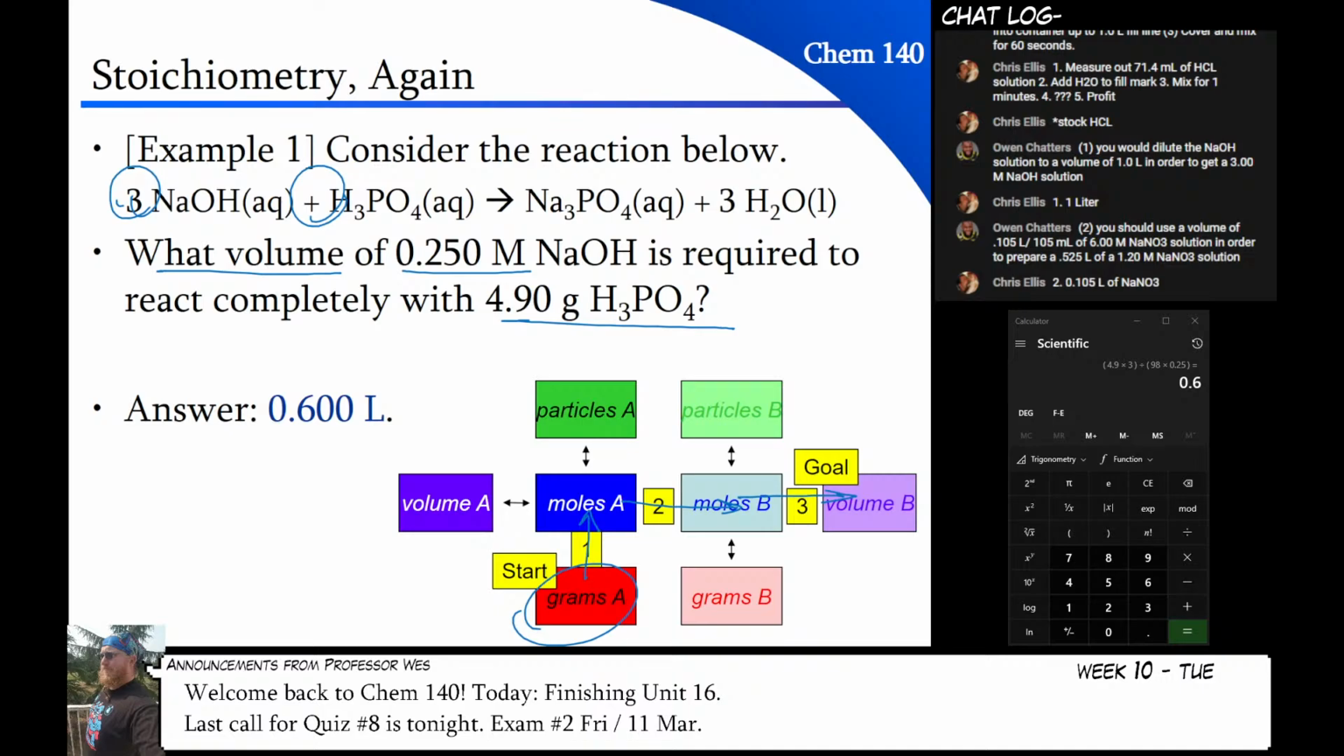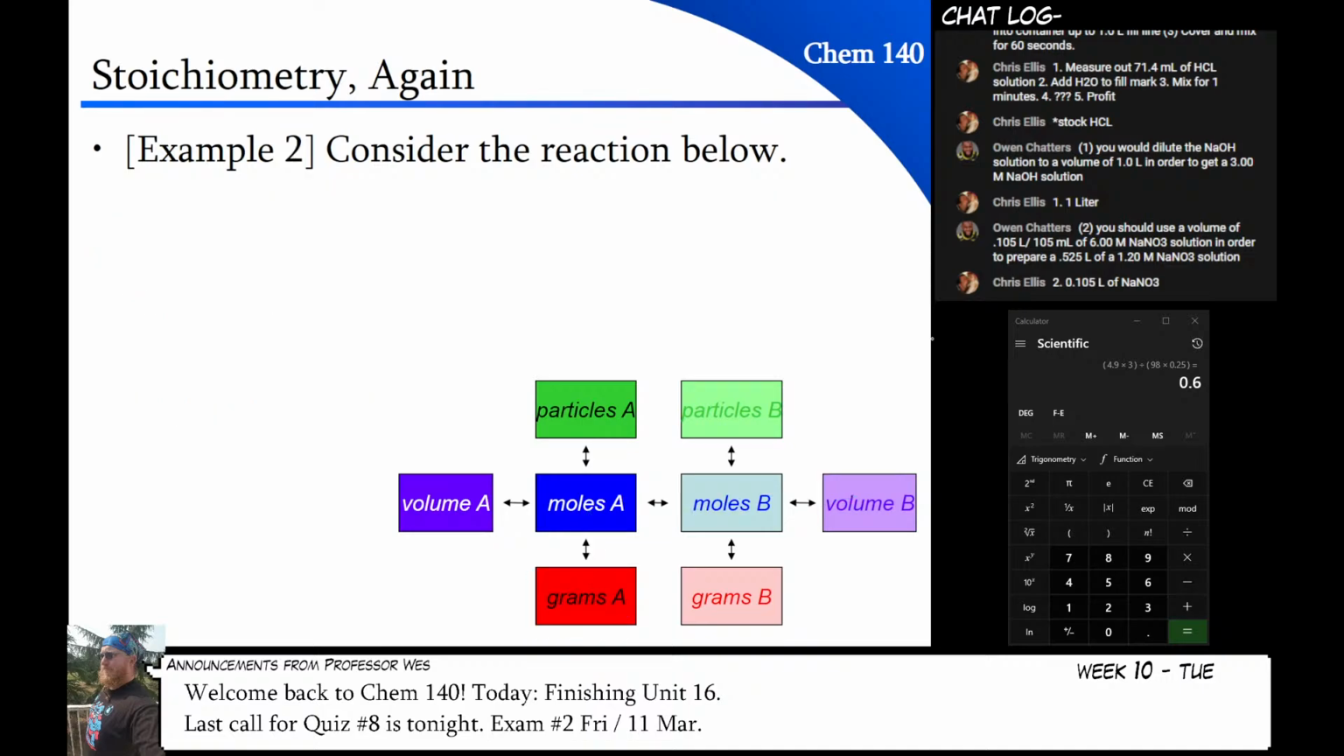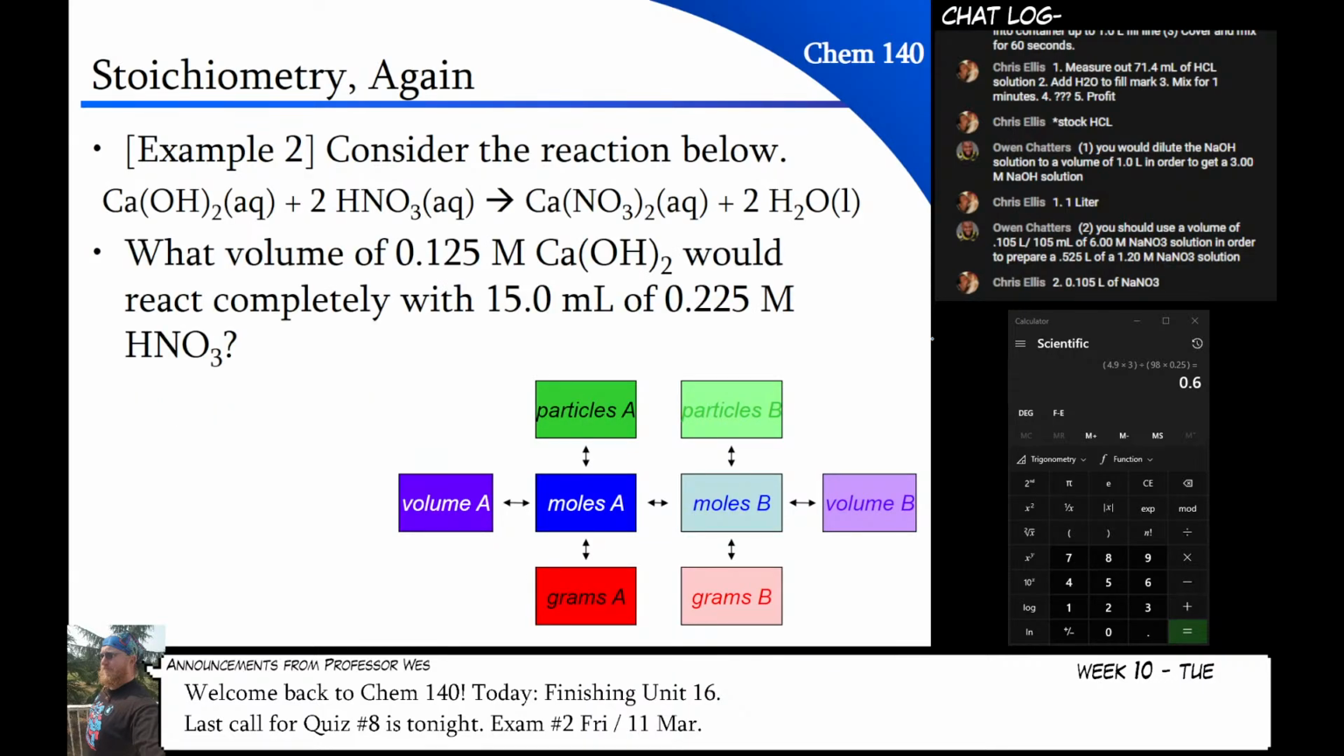All right. I did one, you do one. This time I gave you calcium hydroxide and nitric acid. I want to know what volume of 0.125 molar calcium hydroxide reacts completely with 15 milliliters of 0.225 molar nitric acid. Now remember, you're not doing the dilution formula, so you can't use the dilution formula. And because you're doing molarity, to convert stuff to moles, you need the numbers in liters. So turn the milliliters into liters for your first step, and then work from there. I'll give you 5 minutes. We'll go over the answer, and then we'll put the last problems up on the screen.